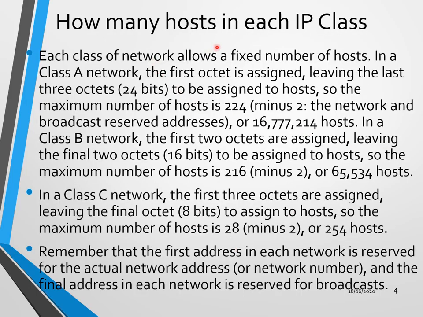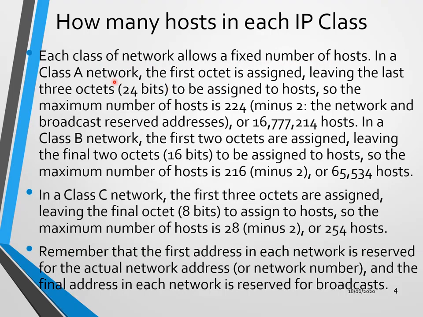Students, how many hosts in each IP class can exist? In the previous lecture, we have studied that in class A, there are 24 bits for the host. In class B, there are 16 bits for the host. And in class C, there are 8 bits for the host. So each class of network allows a fixed number of hosts.